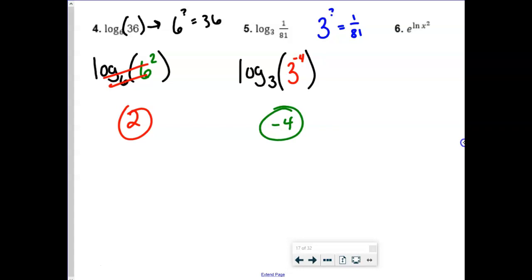And then 6 feels like it doesn't belong on this slide because it's super easy. E raised to the natural logarithm, those will cancel each other out. The x squared just drops down. How boring.